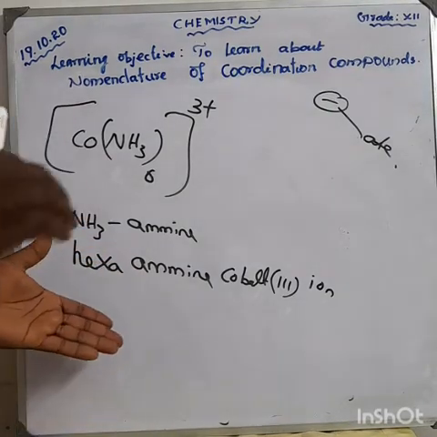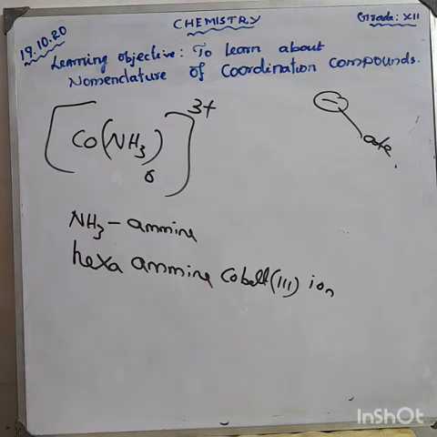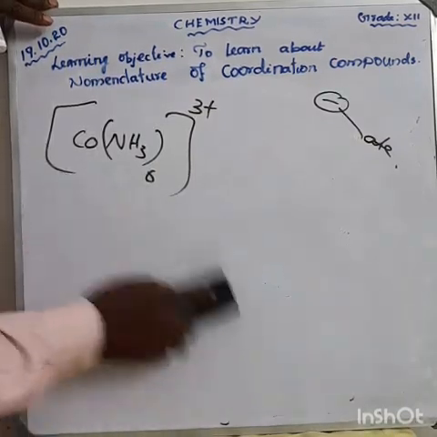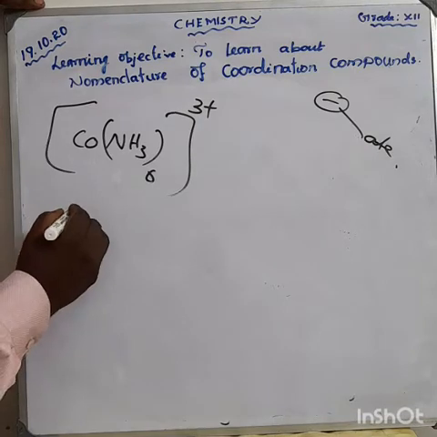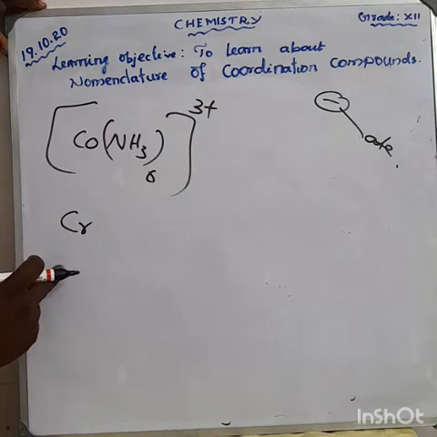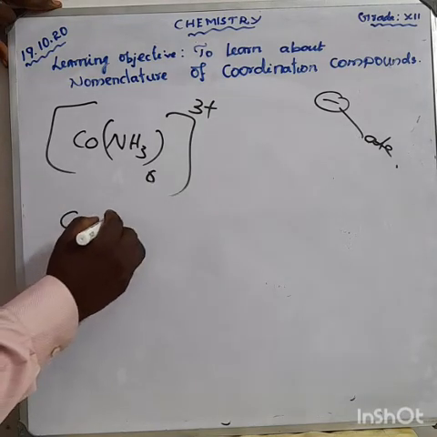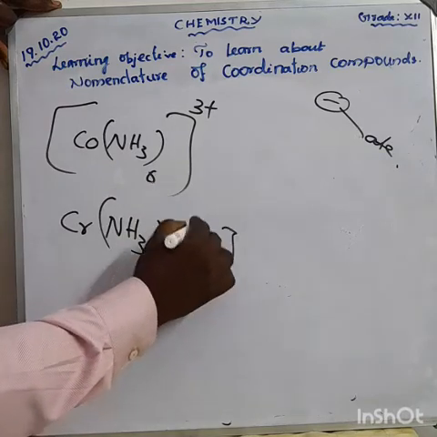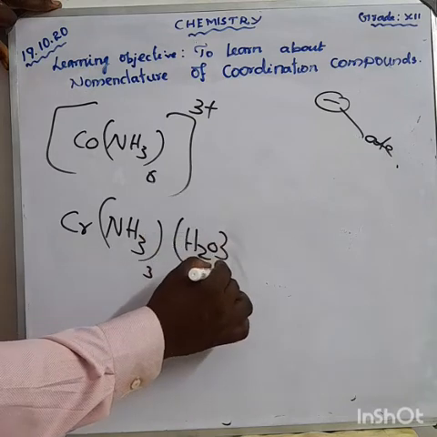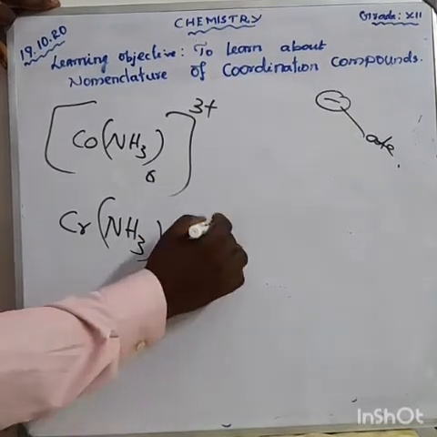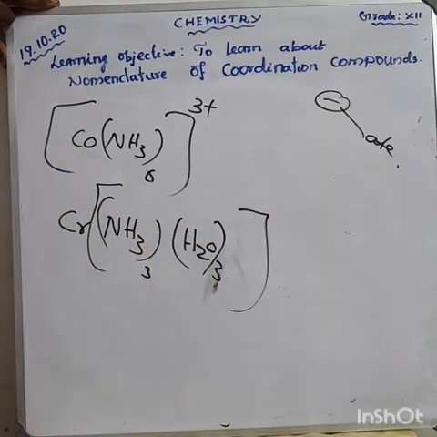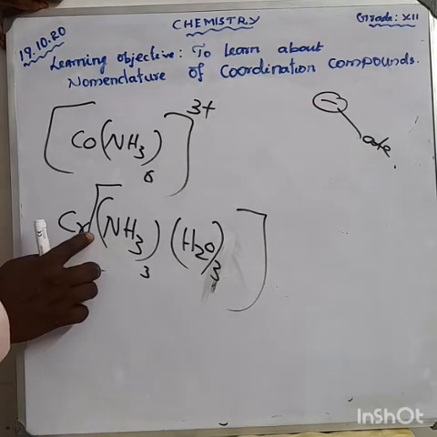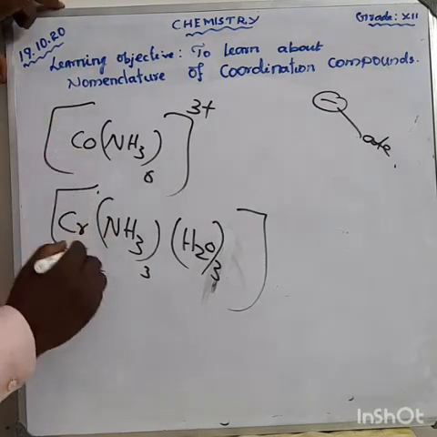Here, I told you about when the ligand is more than one. How can you tell the ligand is more than one? For example, I am taking the chromium metal, Cr. Ammonia, I am taking 3. And water molecules, H2O, also I am taking 3. This is one of the complexes. How can I say this name? This is the central metal, chromium, in one of the complexes.